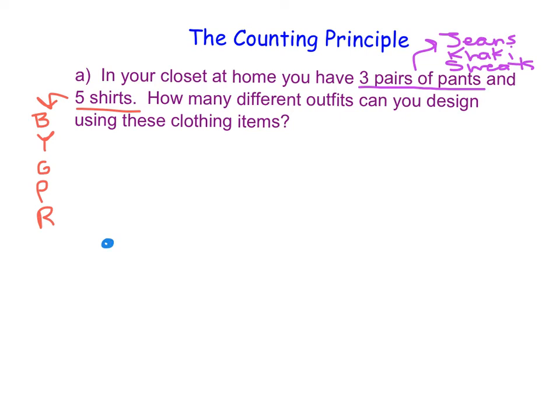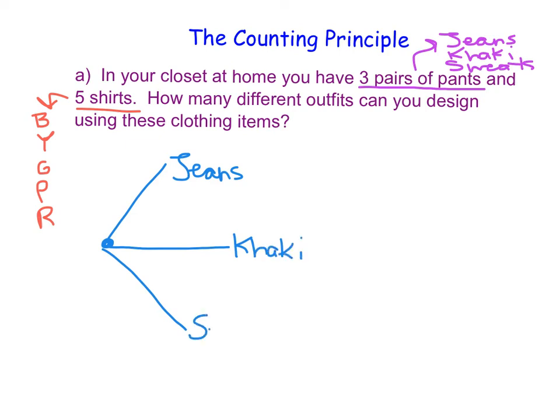And in our closet at home, we have 3 pairs of pants. So we're going to choose one of 3 pairs of pants. So here's my jeans. Here's my khakis. And here's my sweatpants. And then from here, I can pair up each of my types of pants with my 5 different shirt options.